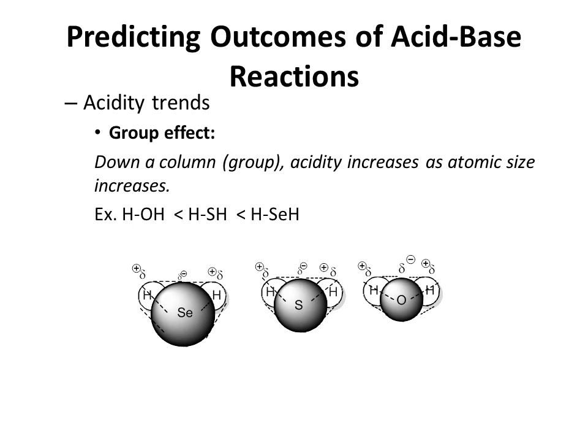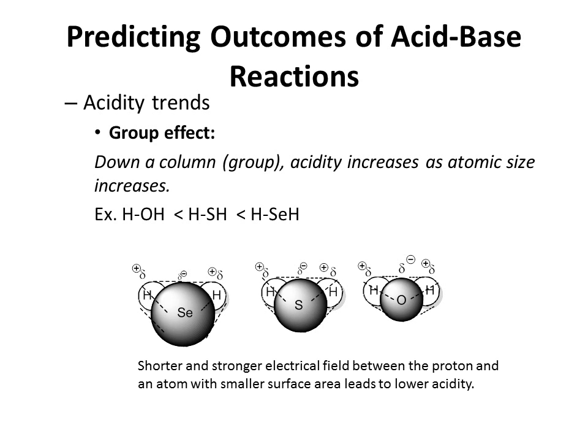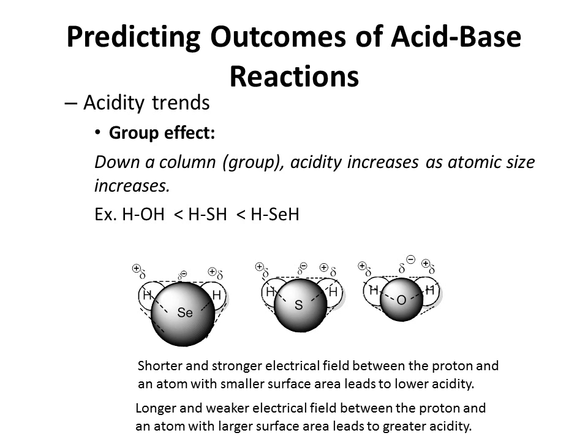And in water, we have the tightest situation. We have very short field lines, small surface area for the oxygen, and thus the lowest acidity. Shorter and stronger electrical field between the proton and an atom with smaller surface area leads to lower acidity. Longer and weaker electrical field between the proton and an atom with larger surface area leads to greater acidity.